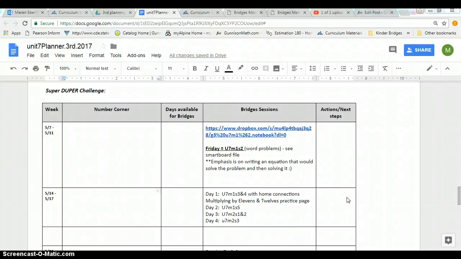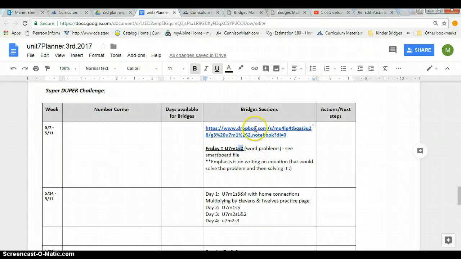All right, you guys, I am looking at my Unit 7 planner because we are now starting Unit 7, and I have you scheduled for doing Unit 7 Module 1, Session 2, because we're skipping that pretest on Friday, tomorrow. If you're not going to do it on Friday, then it will be on Monday.